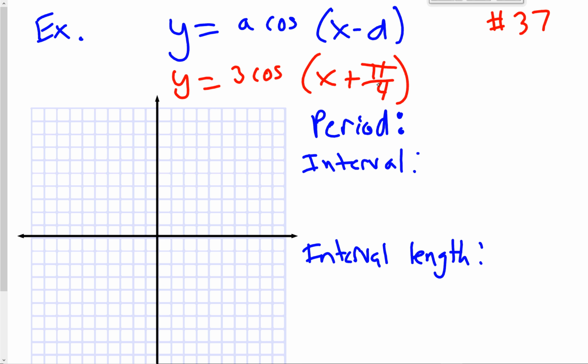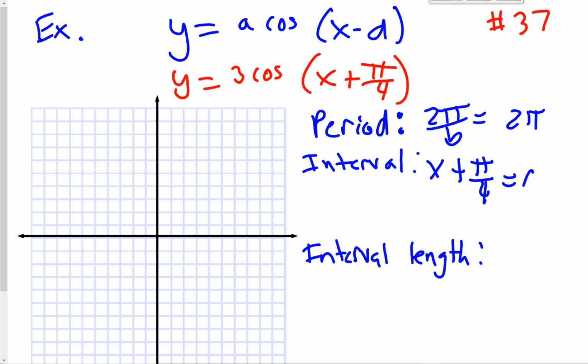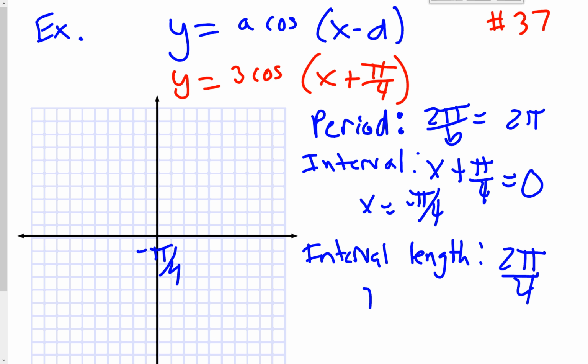All right, here's another example. I'll do it real quick. So 2 pi, again, divided by b. Our b is 1. There's nothing being multiplied by the x, so it's just still 2 pi. For the interval, I take what I'm taking the trig function of and set it equal to where we normally start, and that's at 0, so x equals negative pi fourths. So instead of starting at 0, I'm going to start at negative pi fourths. Then I find my interval length by taking my period and dividing by 4. So again, that's 1/2 pi.